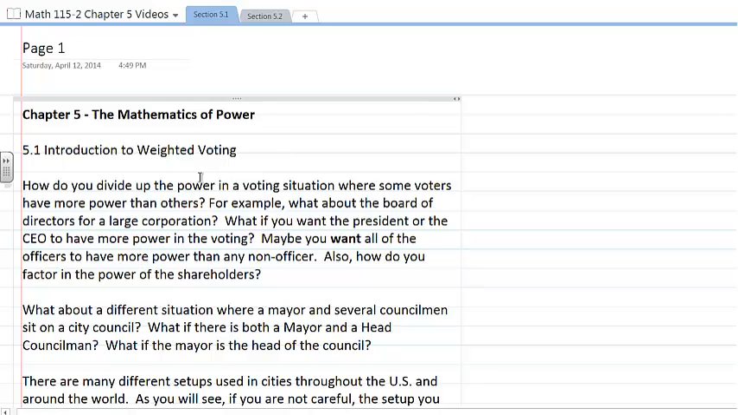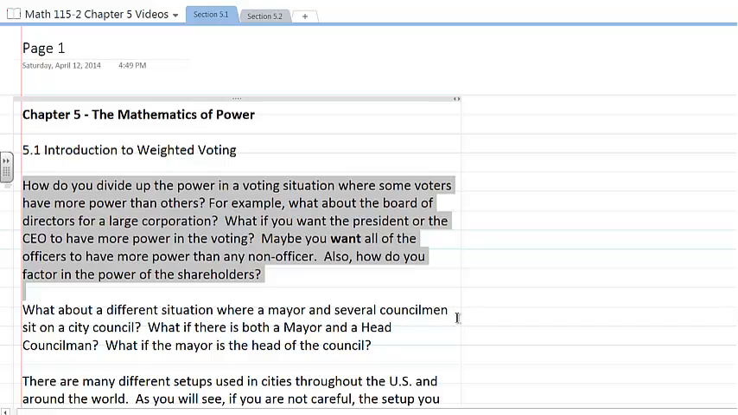Well, I think what they mean is the answer to questions like these. How do you divide up the power in a voting situation where some voters have more power than others? For example, what about the board of directors for a large corporation? What if you want the president or the CEO to have more power in the voting? Maybe you want all of the officers to have more power than any non-officer. Also, how do you factor in the power of the shareholders?